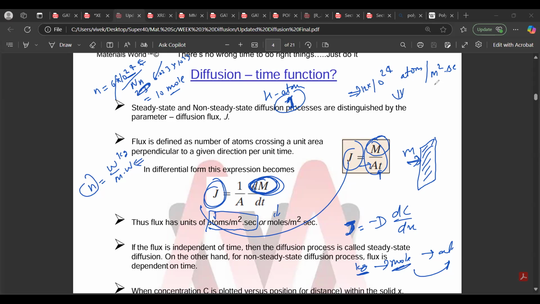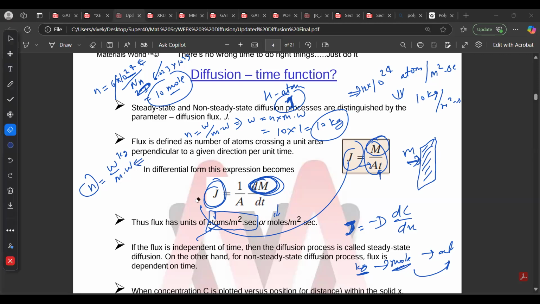Now if you want the kg per meter square, mole is weight by molecular weight, so your weight is mole into molecular weight. How many moles? 10 moles. And the molecular weight is 1. So you have 10 kg per meter square second. You got my point. You can always convert atoms into moles, moles into kg, because they are all quantities of amount. Don't blindly say, I have atoms but this question is given in kg, how can I solve it?